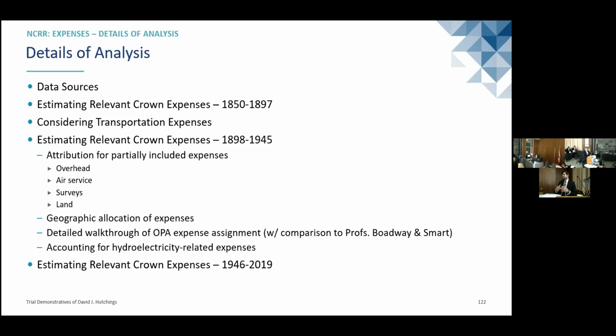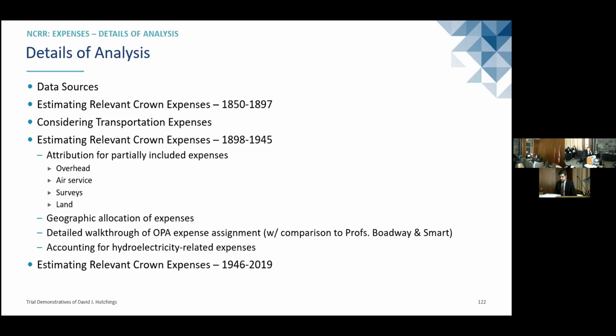There's a number of them, but in so doing, I'll both talk about what I did and try to highlight some of the minor areas of disagreement and the couple of major ones between myself and Professors Bodway and Smart. So I'll try as best I can to get two birds with one stone in going through that detailed march through.